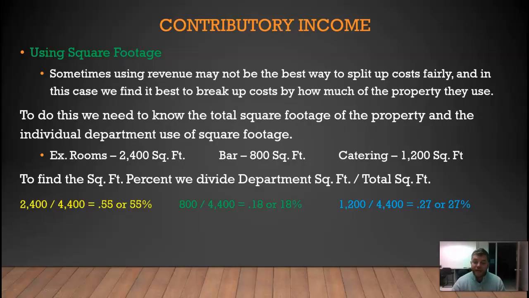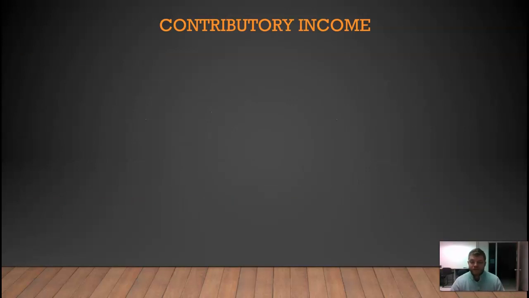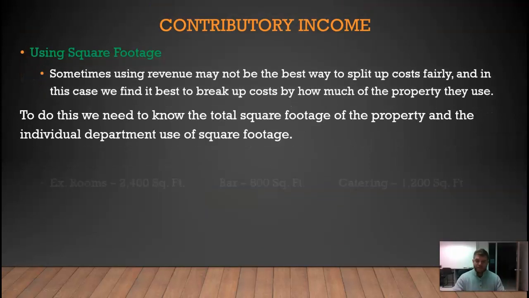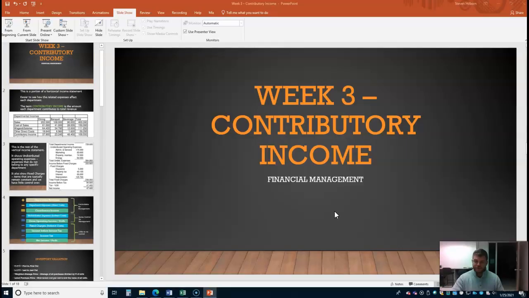So now, using that, we would go back and divide the particular ones that we want. Sorry, I thought I had a slide for that. So instead of using the rooms revenue and saying, hey, we should pay for maintenance as 37%, the rooms is actually going to be 55% because it's a larger area. That is how we're going to look at it. I don't know if I have my last slide, I apologize.